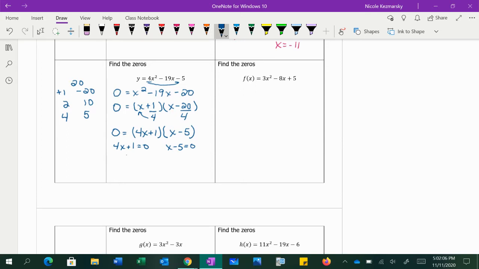For the 4x plus 1, I'm going to do 2 steps. So I'm going to subtract 1 and get 4x equals negative 1. And then I'm going to divide by 4 and get x equals negative 1/4 as one of my zeros. And then for x minus 5, I'm going to add 5 to both sides of the equation. And my other zero is x equals 5.